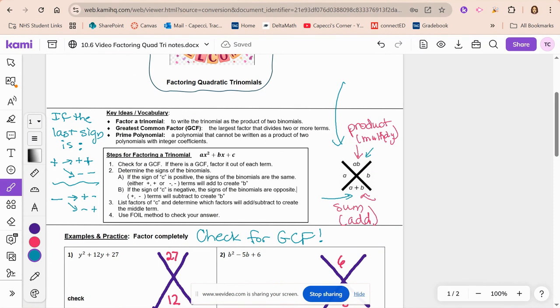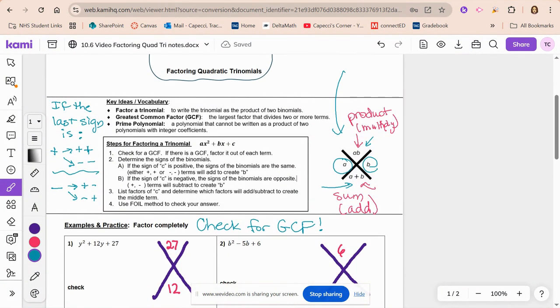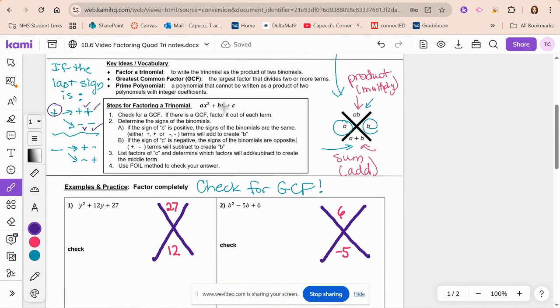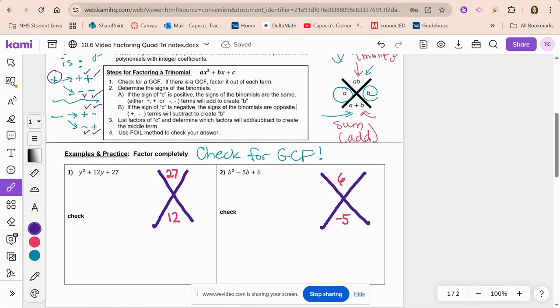And then we're going to try to work on combinations of the two numbers that work for both the product and the sum. Now, a couple of things when we're factoring. If the last sign of our trinomial is a plus, then the signs are the same. They're either both plus or both minus. If the last sign of the trinomial is a negative, then our signs are going to be opposite, either plus minus or minus plus. The order doesn't matter.